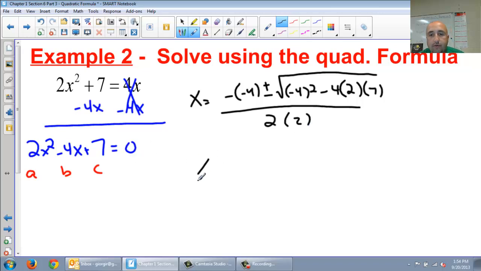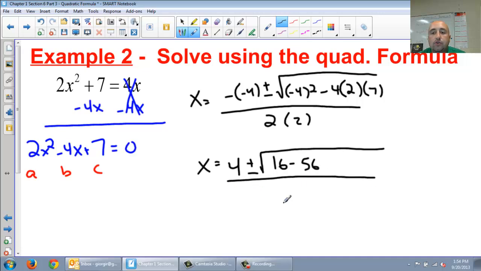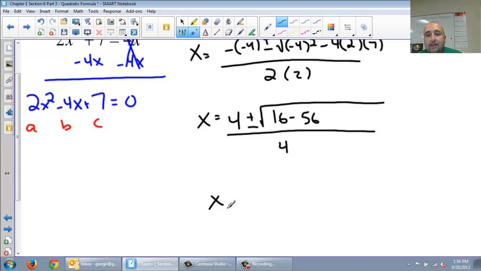Okay, so let's simplify what we know. Negative negative 4 is 4, plus or minus negative 4 squared is 16, minus 4 times 2 is 8, 8 times 7 is 56, all over 2 times 2, which is 4. X equals 4 plus or minus the square root of 16 take away 56. So 16 take away 56 is negative 40, all over 4.